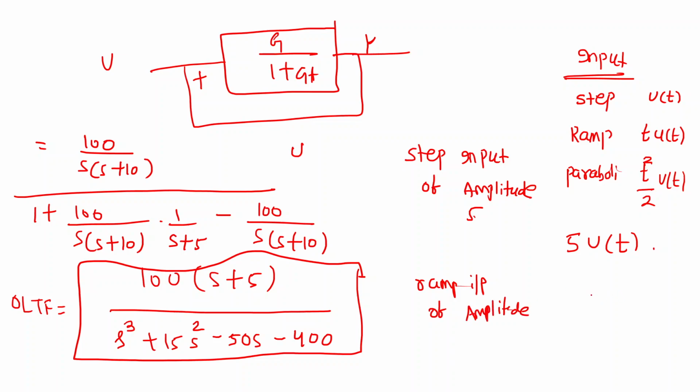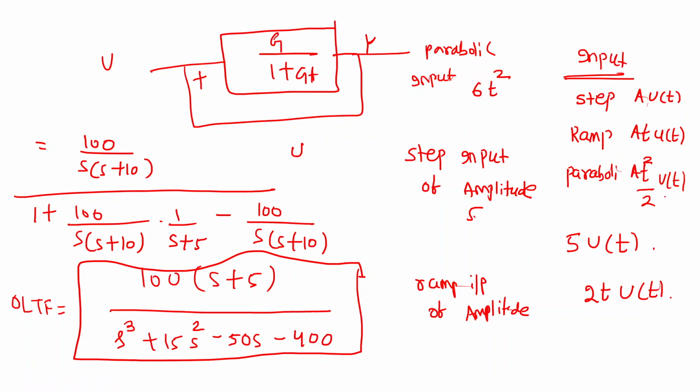So what is the expression of the input now? 2 into t into u of t. It means I am just adding one term here, that is A. What is the meaning of A? A is called the amplitude. Suppose I am adding a third input. Let's say in the question the parabolic input is given by 6 into t square.